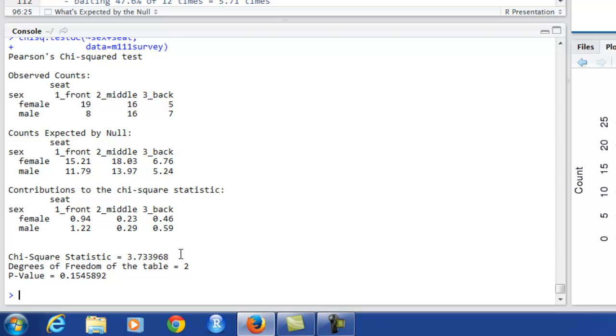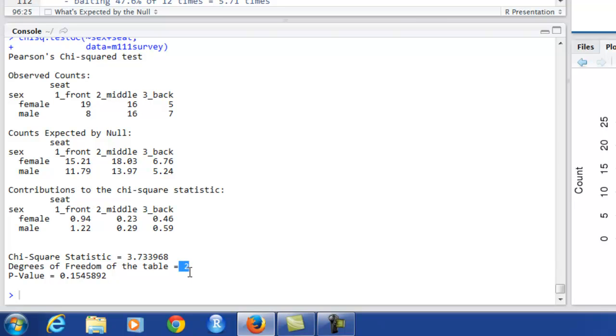Now remember the cool fact about the chi-square statistic. If the null is right, it should be about the degrees of freedom in the table. Now the degrees of freedom in this table is said to be 2. That makes sense because degrees of freedom is rows minus 1 times columns minus 1. There are 2 rows. Rows minus 1 is 1. There are 3 columns, and 3 minus 1 is 2. Rows minus 1 times columns minus 1 works out to 1 times 2, which is 2.